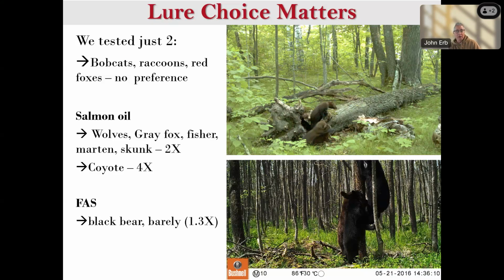However, wolves, gray foxes, fishers, martens, and skunks were twice as likely to be detected at salmon oil than that fatty acid scent. Coyotes were 4 times as likely to be detected. Only black bears were a little bit more likely to be detected at that fatty acid scent. So just consider that which lure you use can have a big result too if you decide to try that.